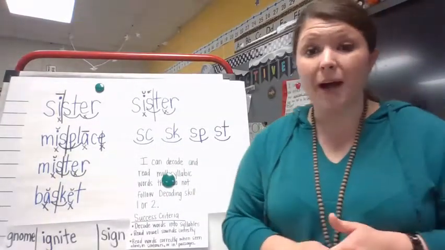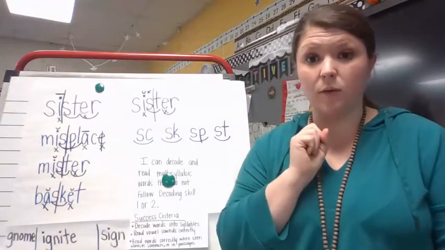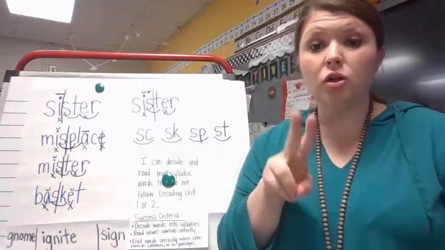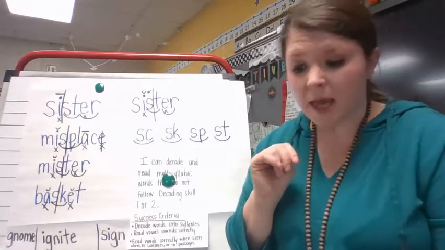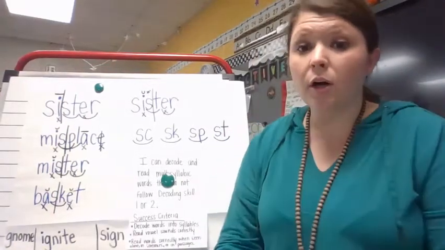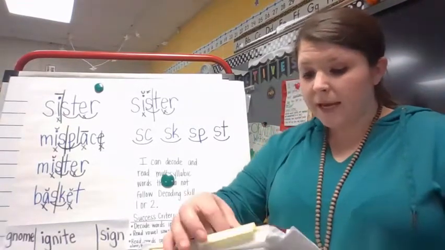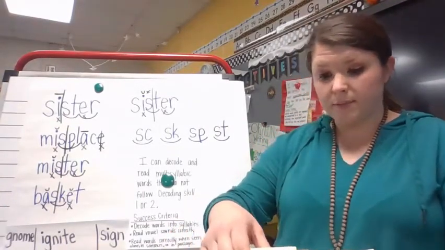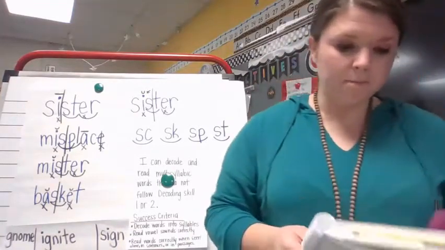So we have talked about digraphs. Remember, digraphs are 2 letters that have one sound, like sh, ch, and w, okay? Those are digraphs, and we're going to learn about one digraph that can split. First we're quickly going to review some digraphs. I'm going to say some words, and I just want you to listen to these words, okay?